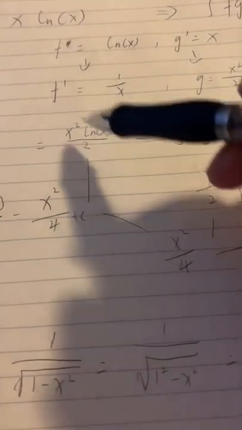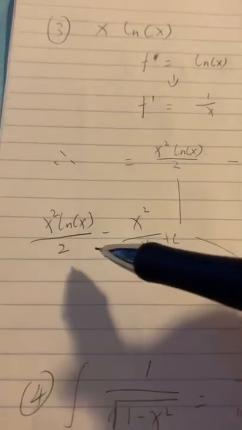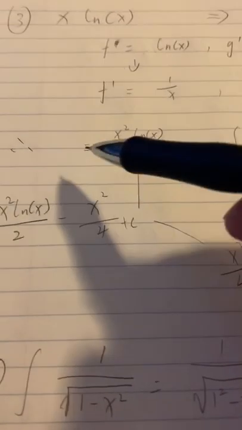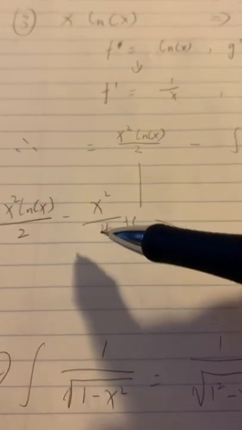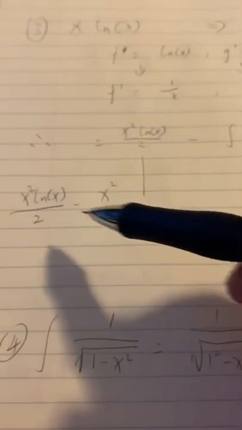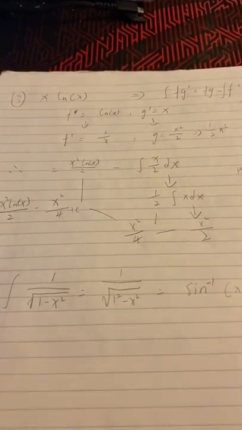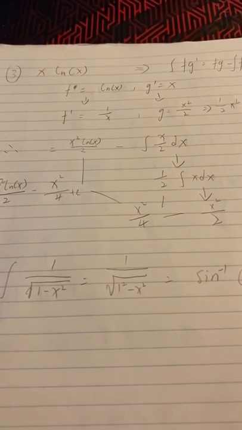So the first part and the last part plugged in give this part minus x squared over 4, plus c. And that's all my explanation for project 6.